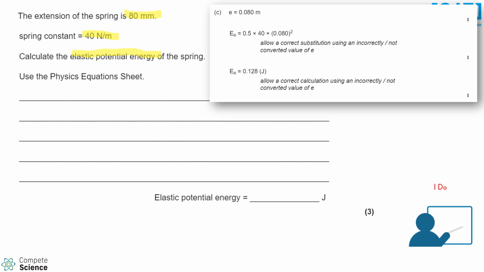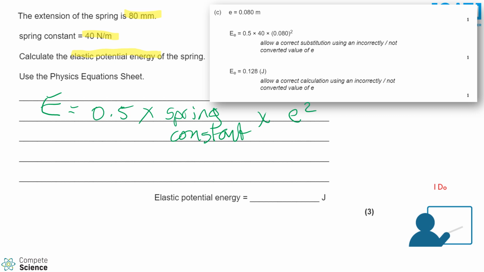So the first step that we will do is we find the correct equation. The correct equation for this calculation would be that the elastic potential energy is equal to a half, 0.5, times by the spring constant, times by the extension squared.